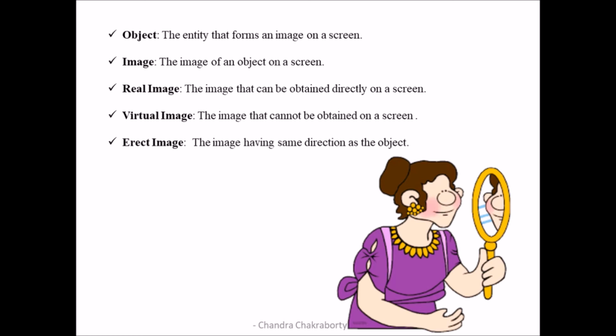Now, images are of three types. It can be a real image, it can be a virtual image, and it can be an erect image. So what is a real image? The image that can be obtained directly on a screen is called a real image.